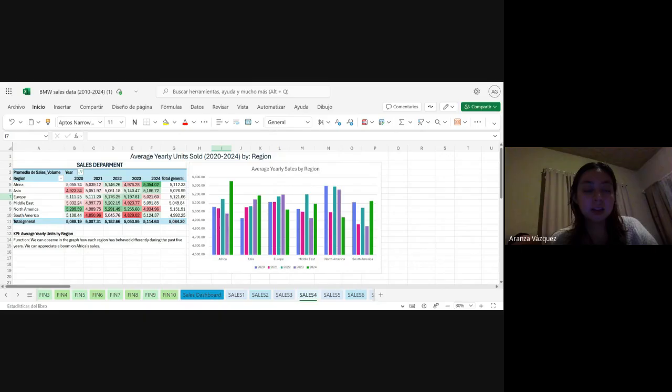Then we have average yearly units sold. Here we can observe that the graph shows us that each region has behaved differently during the past 5 years, and we can see the boom in sales in Africa.